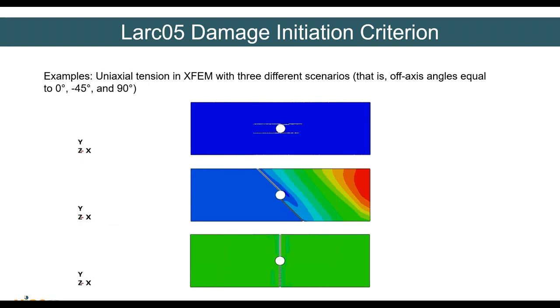This is one small example to demonstrate the damage initiation criteria in a rectangular piece with different angles. This is with XFEM crack propagation analysis showing the crack at 0 degree, the 45 degree, and 90 degree.